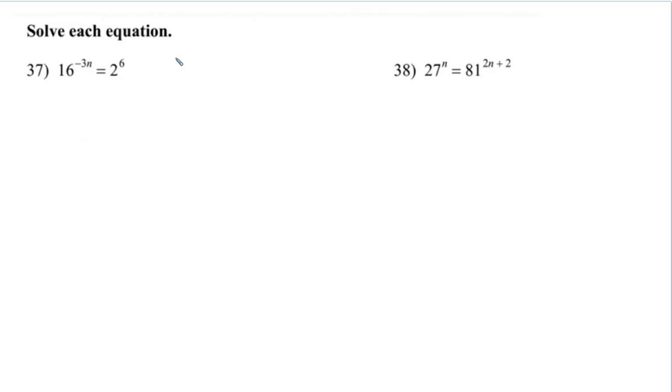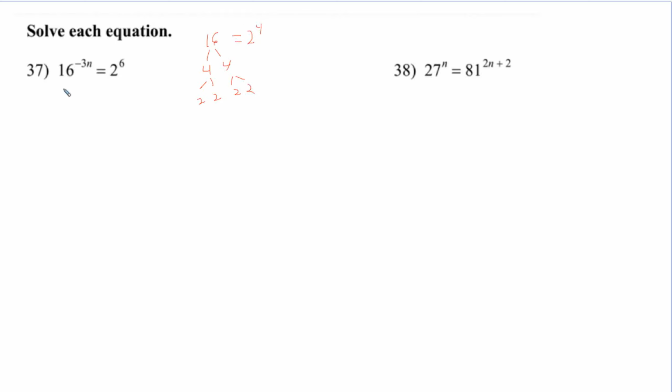All right, solve each equation. These two are set up nicely. They're kind of special because 16 and 2 can be written as the same base. Like we can factor down 16 to 2 to a power. So 16 is 4 times 4, and then each of these 4s is a 2 times 2. And so 16 is actually 2 to the 4th.